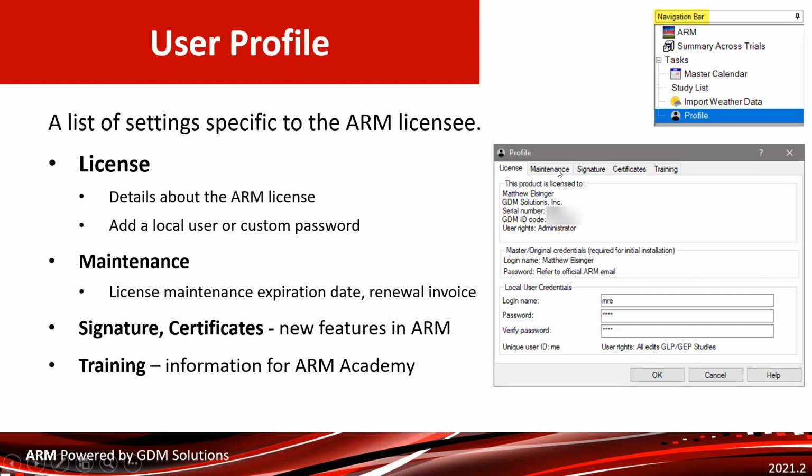Then there's a maintenance tab that just puts in whatever information is related to your license renewal. What's the expiration date? When the expiration is getting closer, there's a spot for that renewal invoice that you can retrieve.